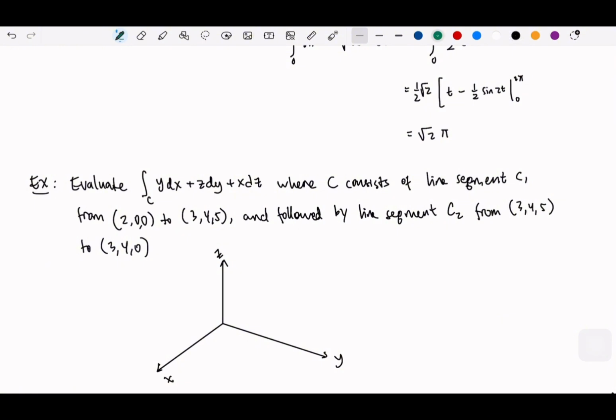2, 0, 0, let's start from here. This is 2, 0, 0. And then 3, 4, 5. Maybe 3 is here, 4 is there, and maybe 5 is here. So let's say this is C1. This is 3, 4, 5. And 3, 4, 0 is going to be this. Right? Okay.